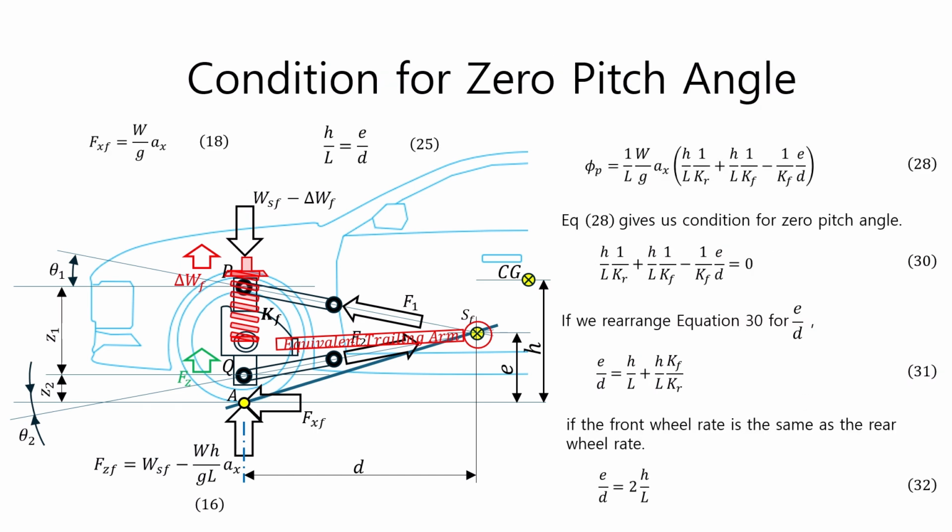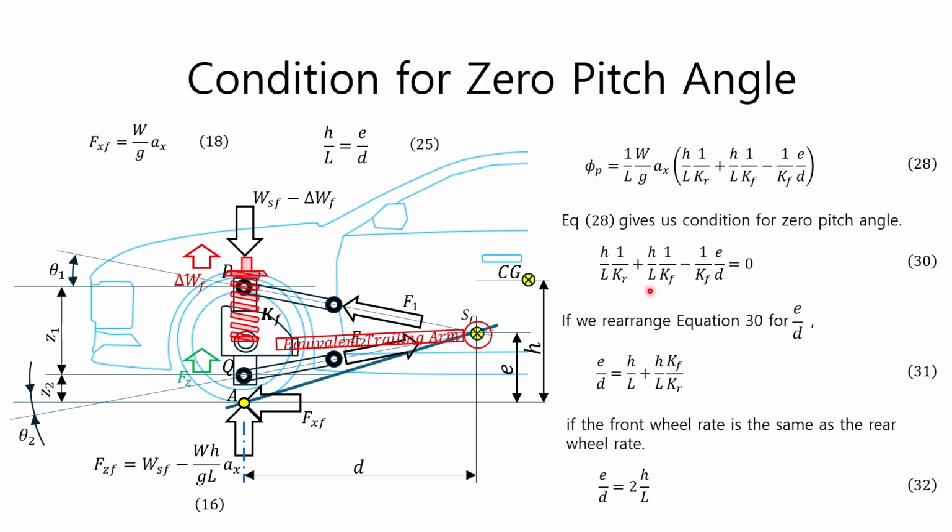Let's continue by finding the condition for the pitch angle to become 0 when a vehicle with a front-wheel drive solid axle accelerates. In equation 28 of the pitch angle pi obtained previously, when the driving force is applied and the acceleration ax is not 0, the condition for the pitch angle pi to become 0 is that the sum of the terms in the parentheses of equation 28 becomes 0. Therefore, if we find the condition for 0 pitch angle from equation 28, it can be expressed as equation 30.